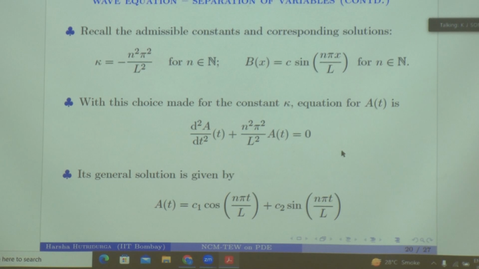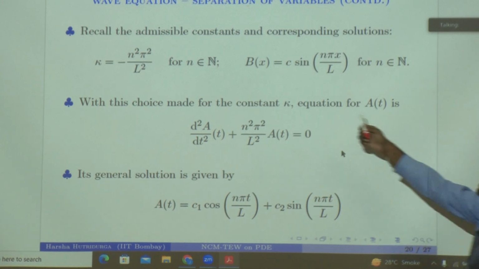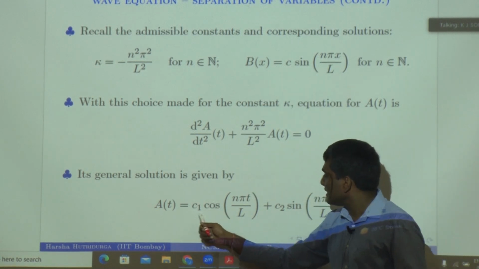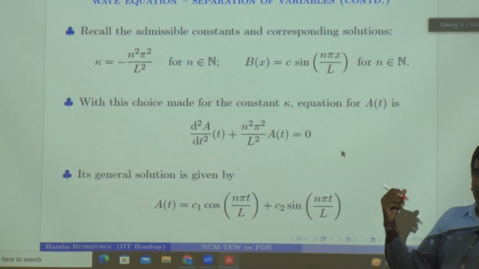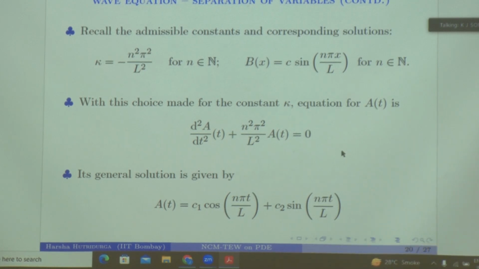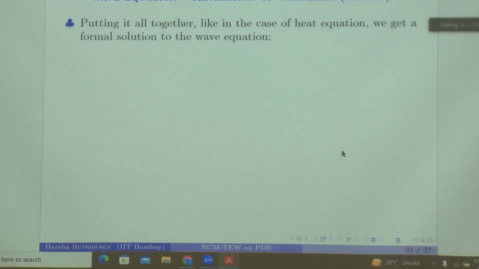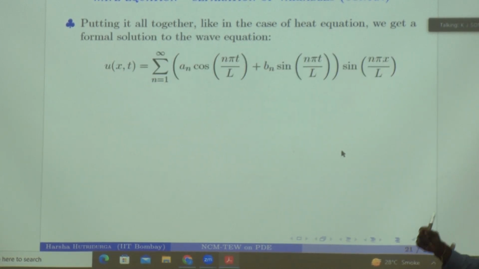So we started off with the assumption that u of x has this particular structure, a of t times b of x, and we have got those expressions for a and b. We have said that b should look like some constant times sine n pi x upon L, and a should look like this linear combination of sine and cosine evaluated at n pi t upon L. Okay. So now we will just multiply them, because by the way we have built them, their product solves the wave equation. But we have taken a leap of faith here.